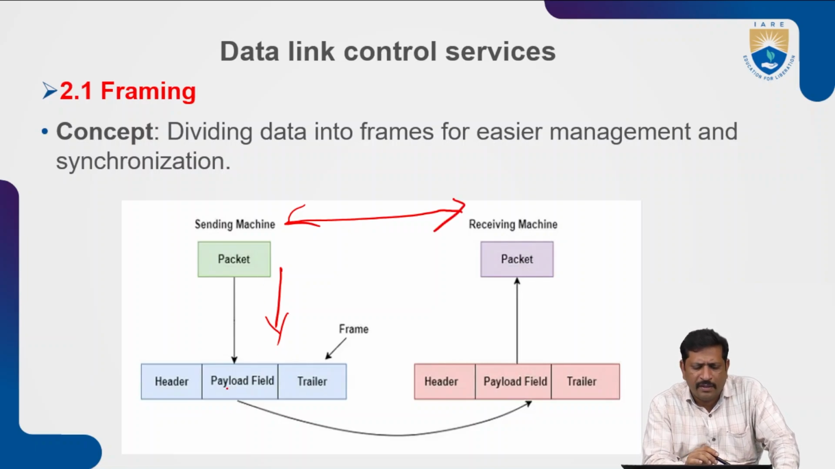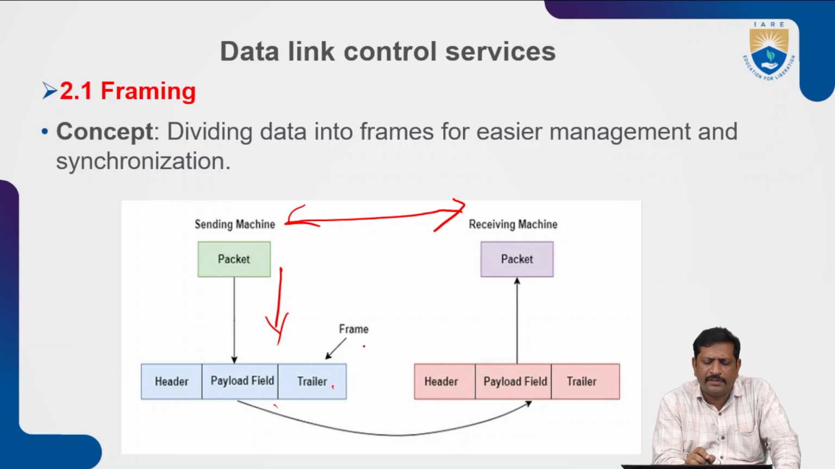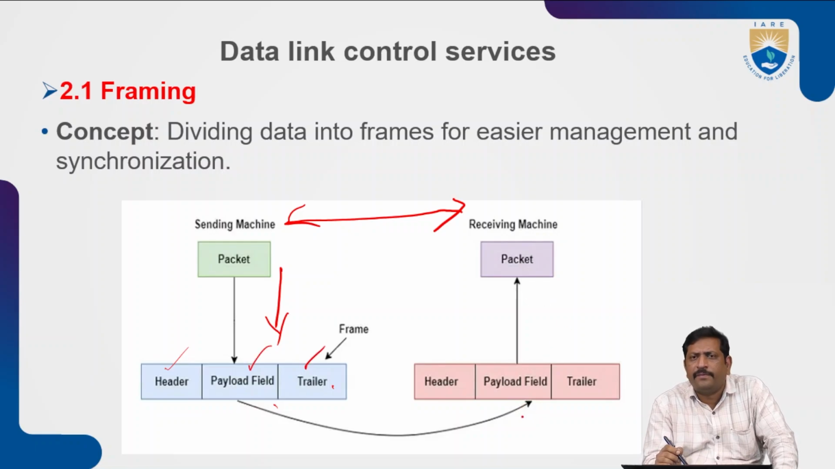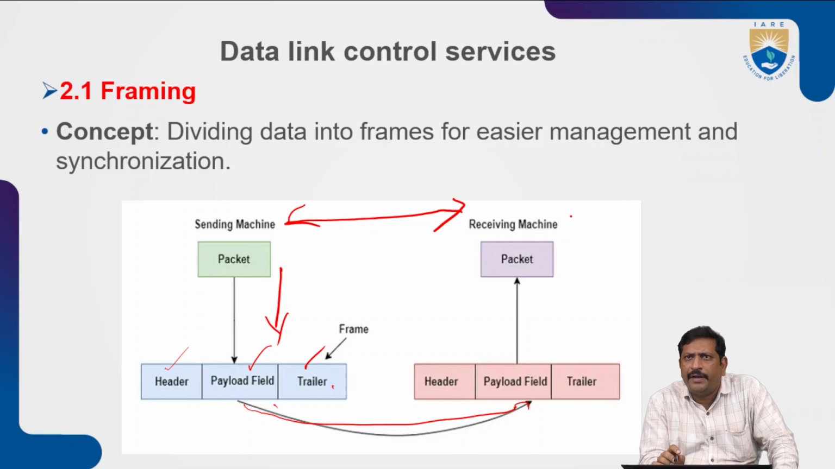Now if you see here, header, payload field, and trailer. These make up the packet data frame. The data frame has a header field, a payload field, and a trailer field. Once it is received, the payload data is transferred to the destination machine.